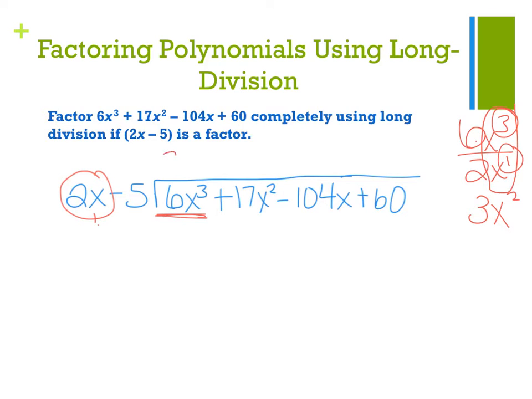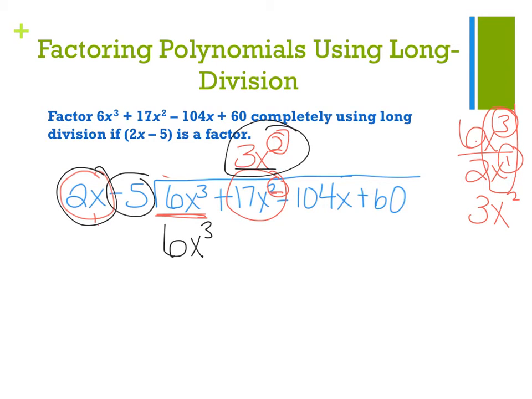So, I'm going to respond here that we have 3x squared, but I want to record that over the x squared term. So I'm going to say 3x squared here, and make sure that our squared terms align. So a square goes over the top of a square. And when we multiply, we're going to multiply 2x times 3x squared, which gives us 6x cubed. And then we're going to multiply the 3x squared times negative 5, which gives us negative 15x squared.